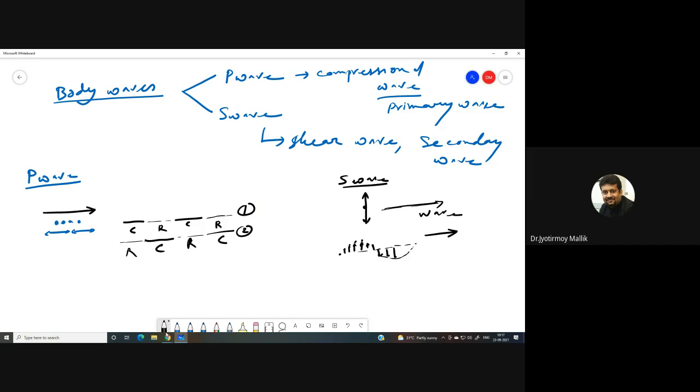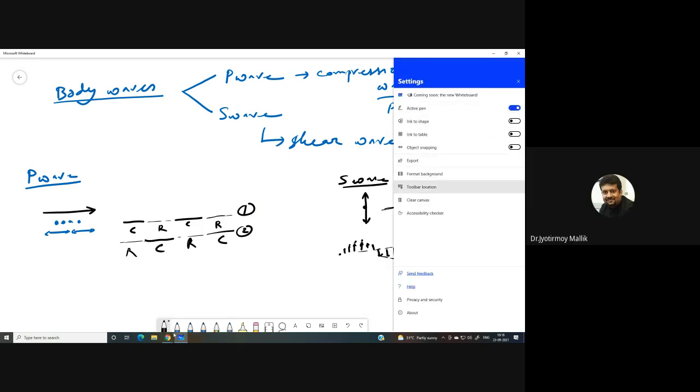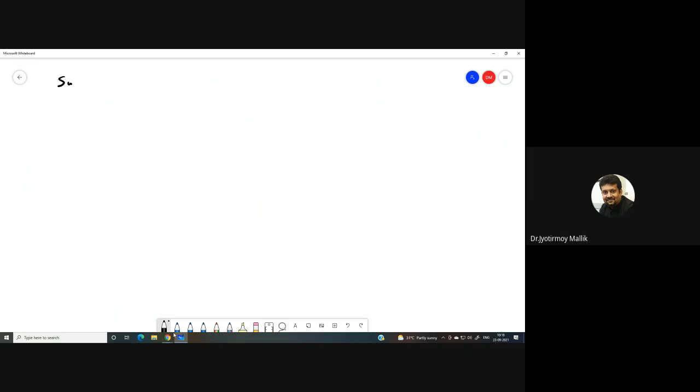So you can see here essentially that the motion of the particle is perpendicular to the direction of the wave propagation. Is that fine, guys? Yes. All right. We will see that surface waves are broadly categorized as Rayleigh wave and Love wave.